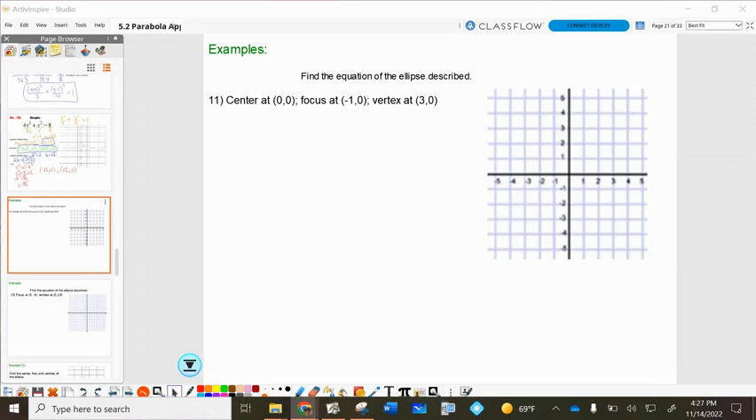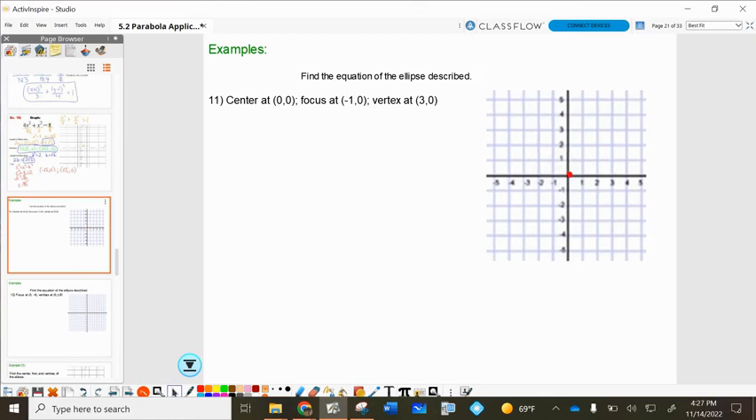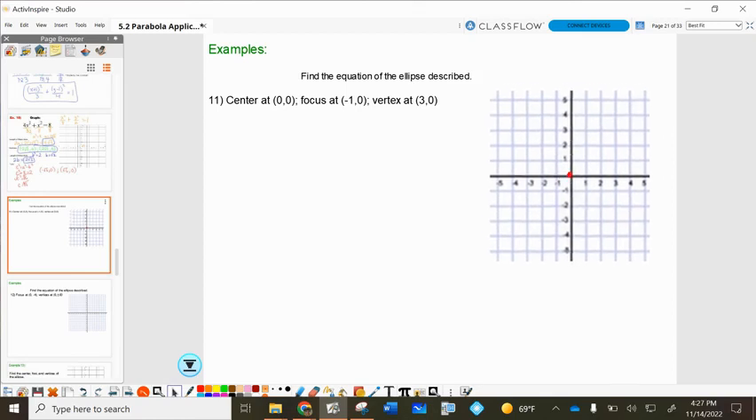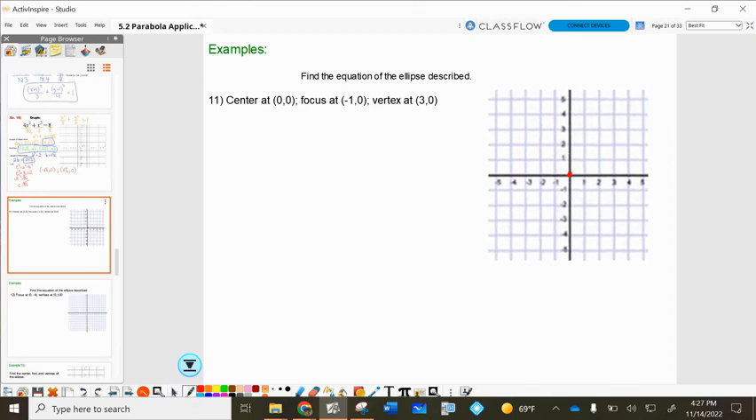Okay, so this next example says find the equation of the ellipse described. Its center is at 0, 0. And the focus is at negative 1, 0. So there's our focus. And a vertex is at 3, 0.